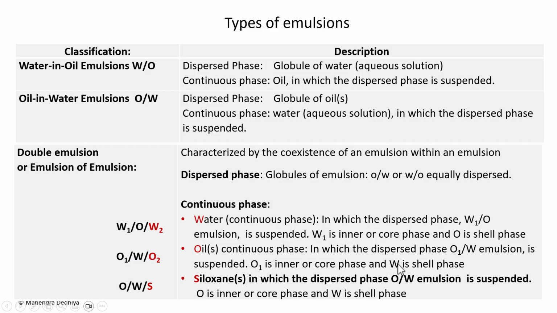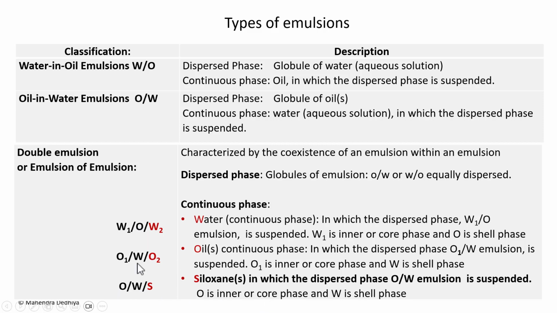In addition to that, siloxane, which has oil-like properties, is also extensively used in both cosmetic and pharmaceutical products. In this case, double emulsion would be OWS, oil and water emulsion suspended in siloxane, which are also called silicone oil. O in this case is inner or core phase, W is a shell phase.